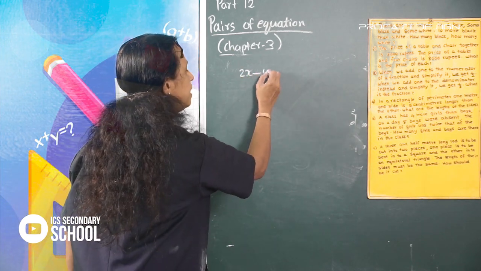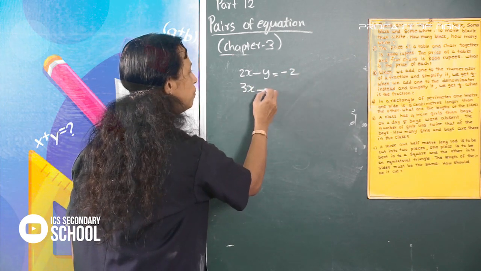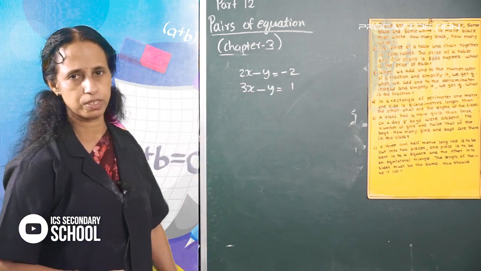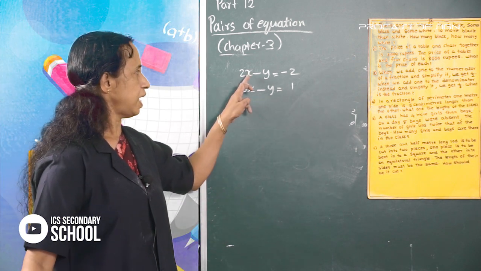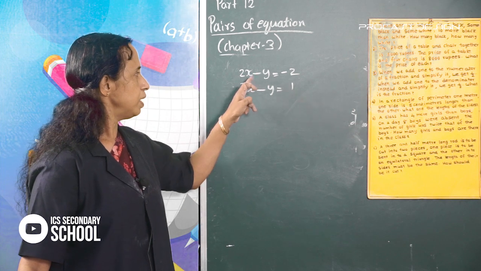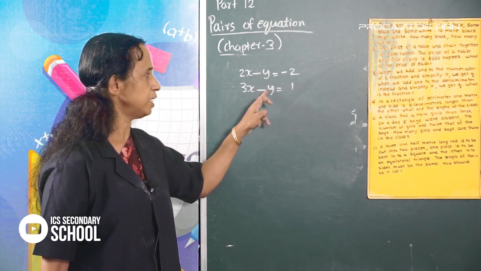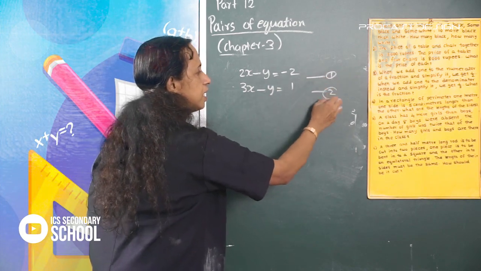x minus y is equal to minus 2 and 3x minus y is equal to 1. This is the first and second equation, and solve it. Here the coefficient of x is 2, here the coefficient of x is 3, and the coefficient of y is minus 1 in both. Then this is the first equation and this is the second equation.